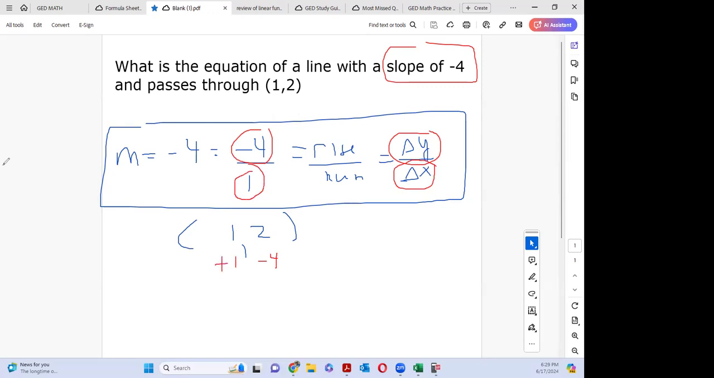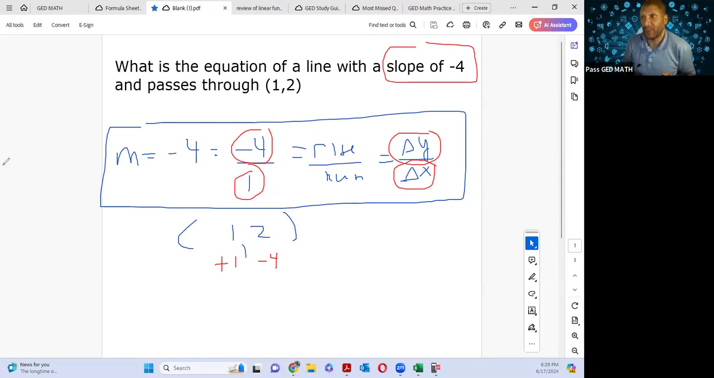Now I can get my second point. Watch how easy this becomes. My second point is (2, -2). But Mr. Tinsley, they're not asking you for the second point. You're right. What I'm telling you is, once you have 2 points, one of the guaranteed questions on your exam is this one, where they give you a point and the slope. Another guaranteed question is where they give you 2 points and ask for either the slope or the equation of a line. So I've got my 2 points.